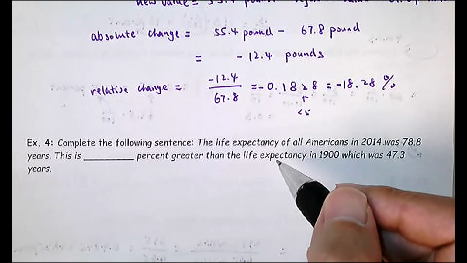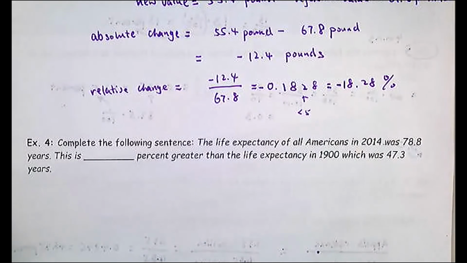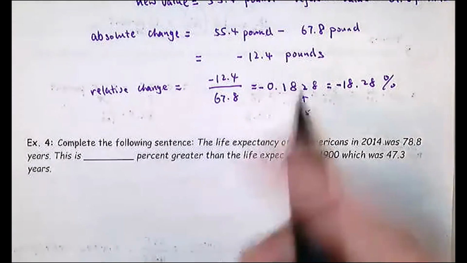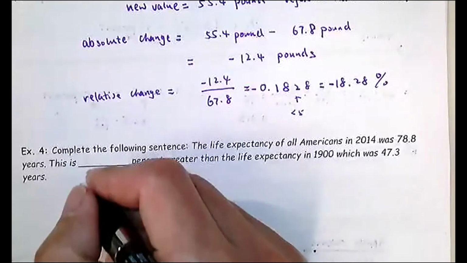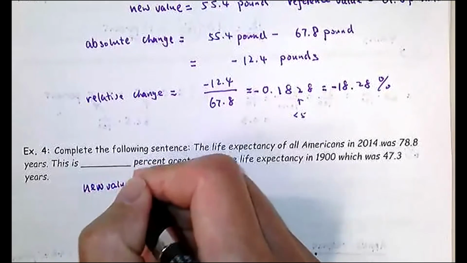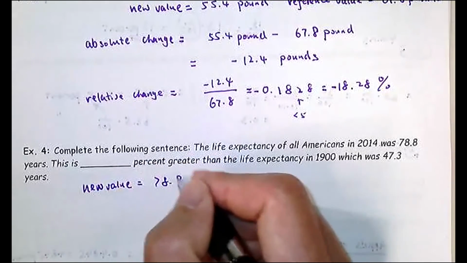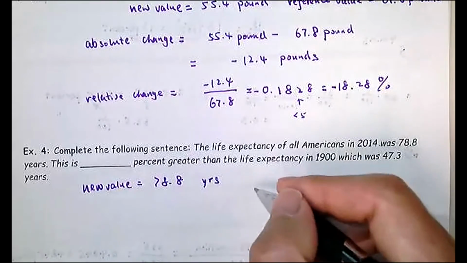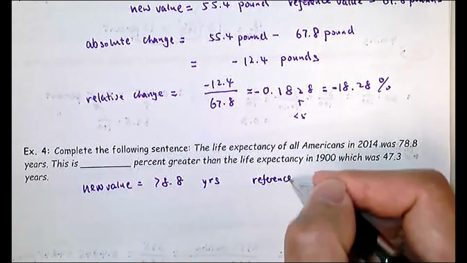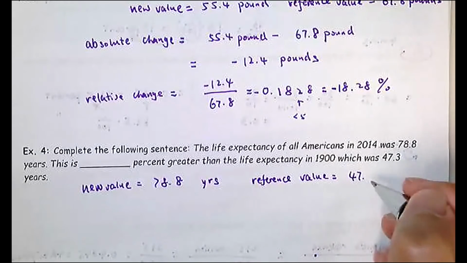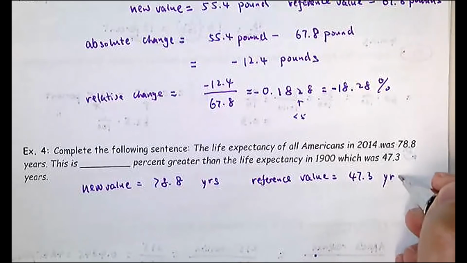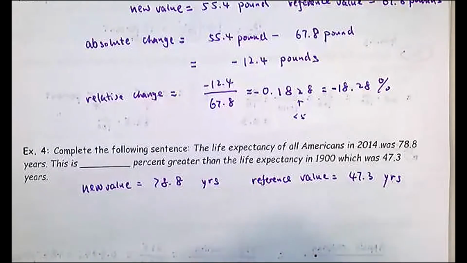The thoughts. How would you approach this question? So first we find the new value and the reference value. For this question, the new value is 78.8, minus the reference value, 47.3. Great. I use YRS as short for years.